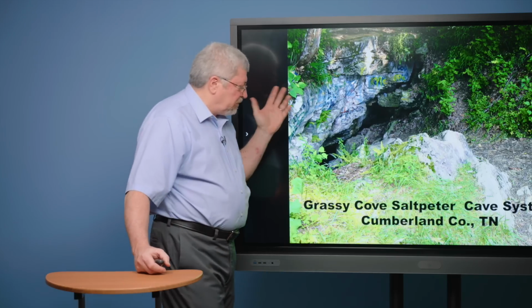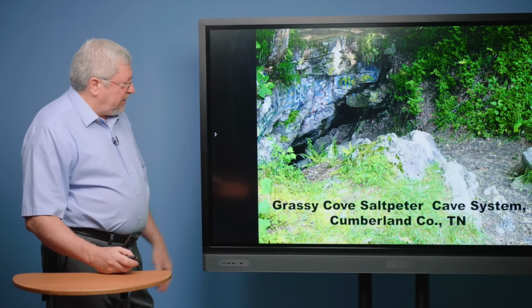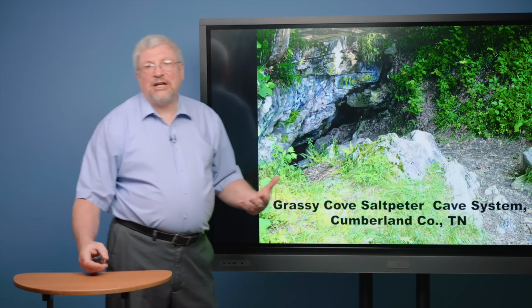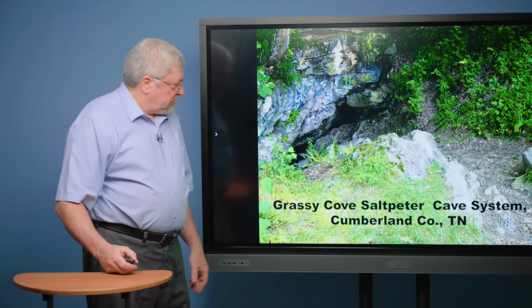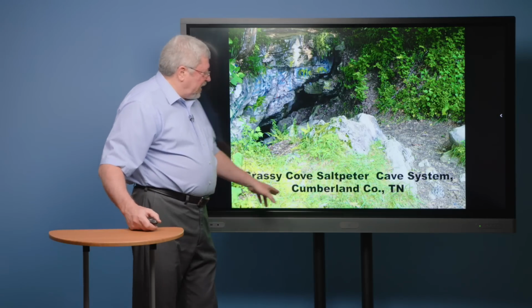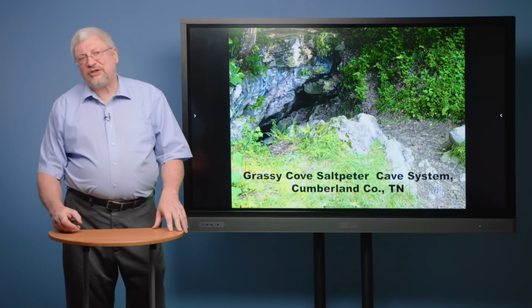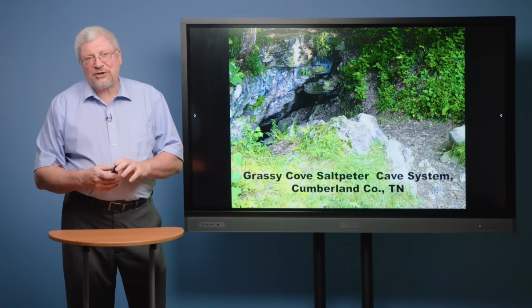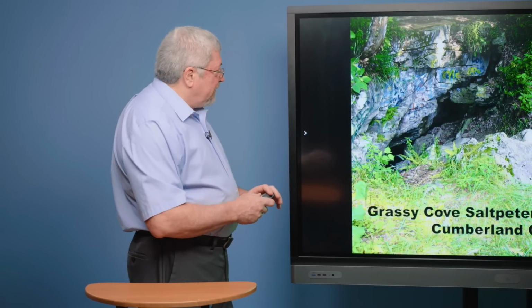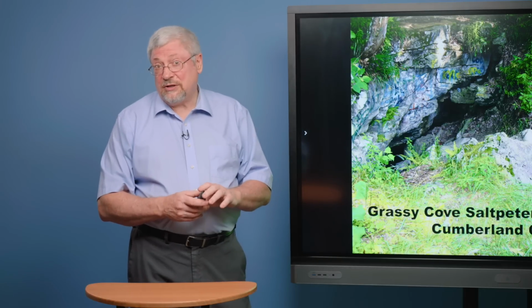And I landed upon this particular cave. It's up in Grassy Cove, Tennessee. It was about a 45-minute drive from where I lived. Grassy Cove Saltpeter Cave was mined during the Civil War for saltpeter for making gunpowder. It's found in Cumberland County, Tennessee. I would take students with me on these cave excursions for safety purposes, and they loved it anyway. And I explored the cave system for about 10 years.